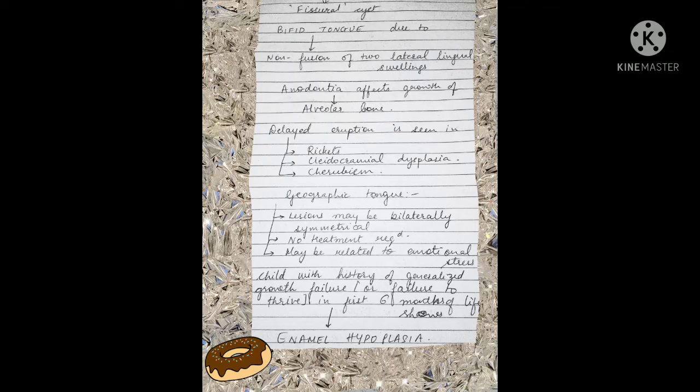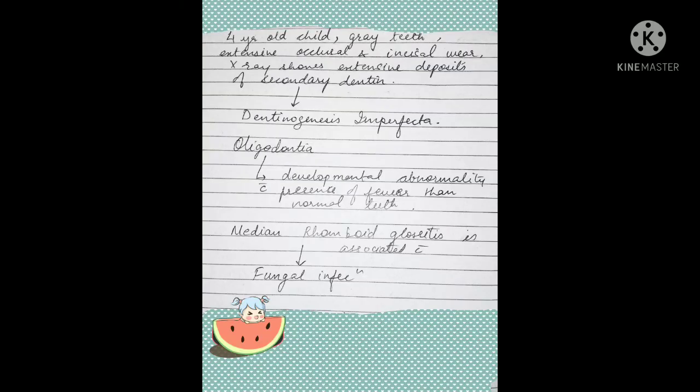There is a child with a history of generalized growth failure or failure to thrive in the first 6 months of life. Generally in such a case there is enamel hypoplasia. Okay, moving on to the next question.